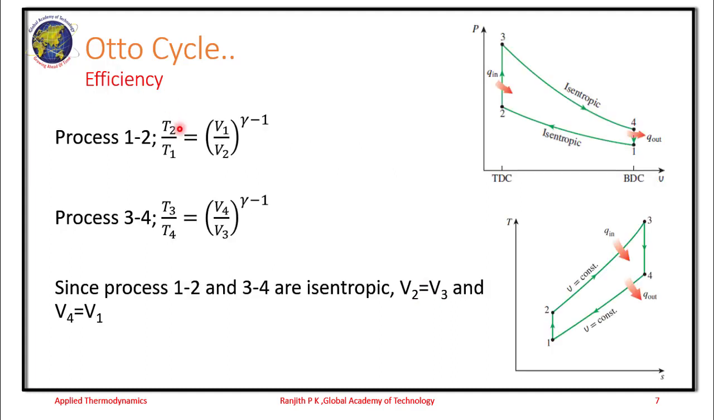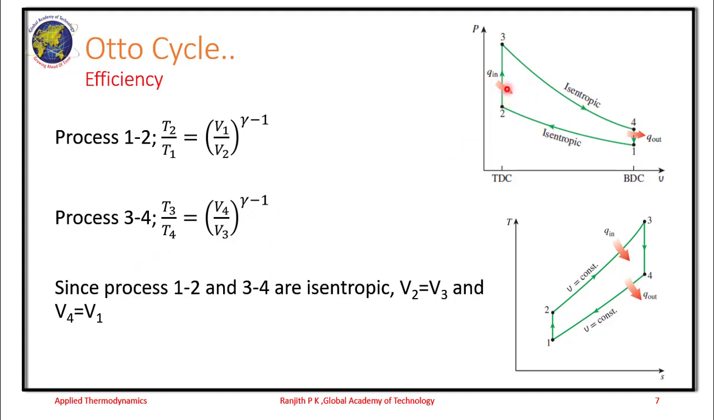Now, if we look at process 1 to 2, if we write the governing equation for this isentropic process, T2 by T1 is written as V1 by V2 power gamma minus 1. So this forms the governing equation which relates the temperature and the volume for an isentropic process. Similarly, for the process 3 to 4, it is an isentropic expansion. So you have T3 by T4 is equal to V4 by V3 power gamma minus 1.